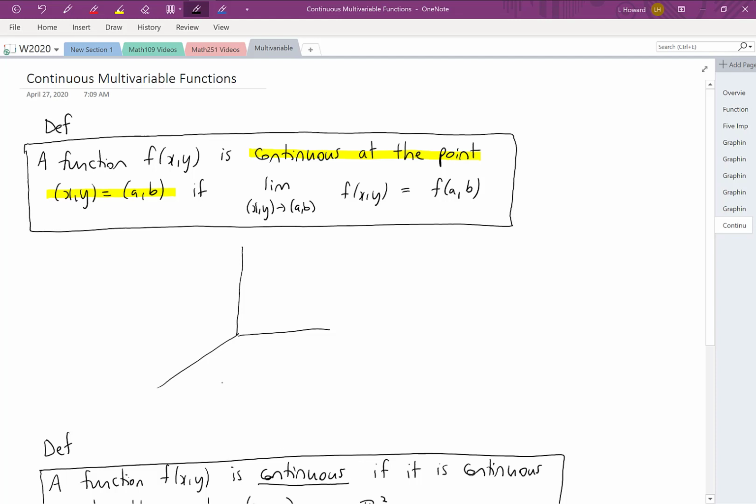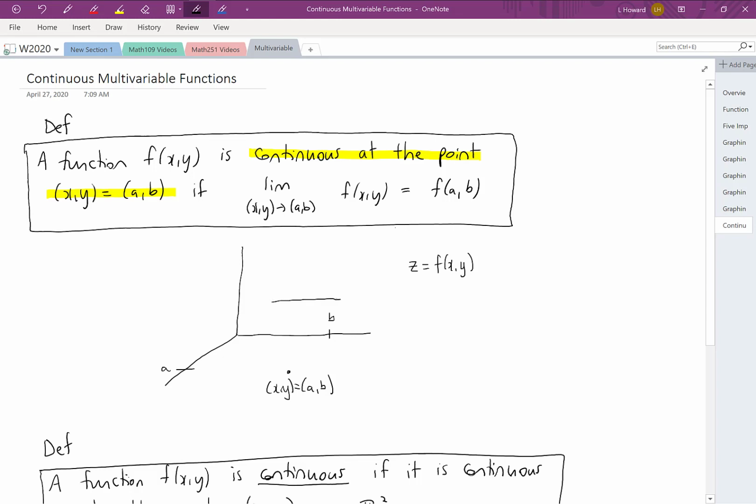So we're talking about the point (x, y) equal (a, b). Let's draw that on our x y axes. Let's say this is x equal a, and let's say this is y equal b. So the point (x, y) equals (a, b), I would say, is right about there. Let's label that. And we're interested in the multivariable function f of x y. So let's draw a surface which has equation z equal f of x y.